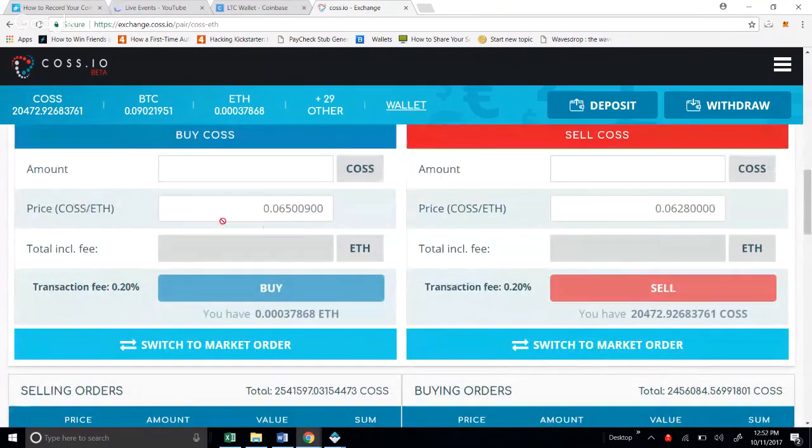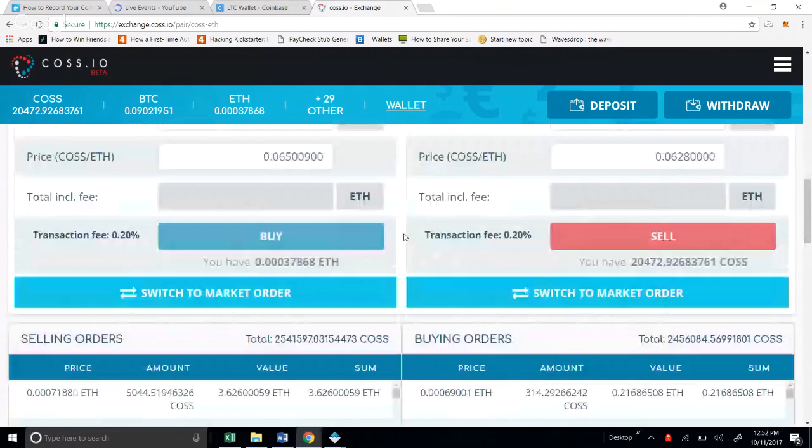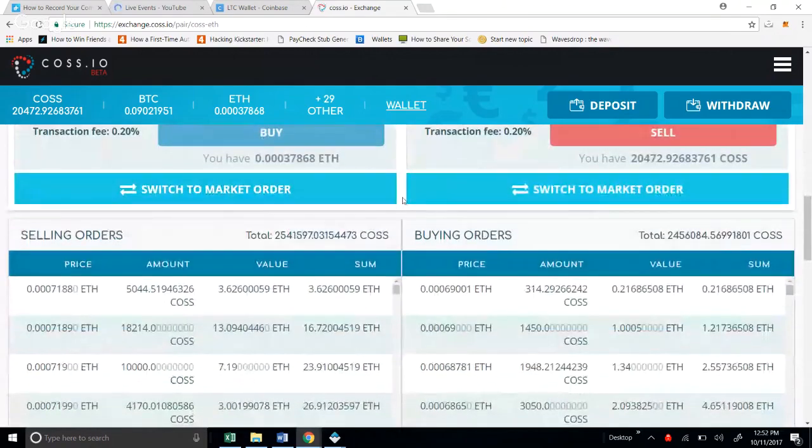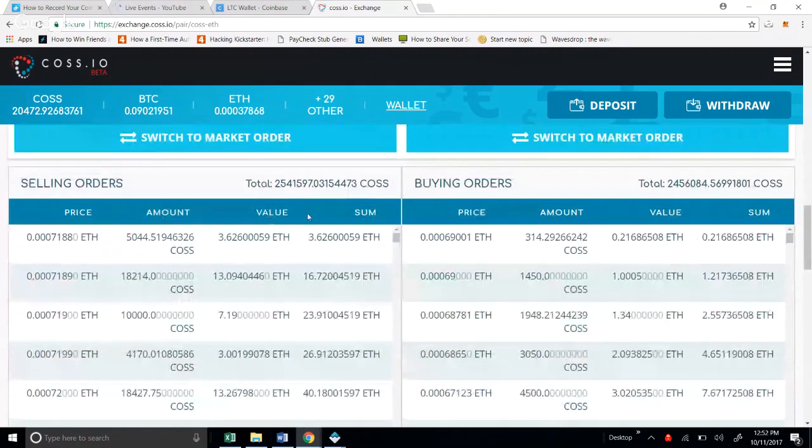Everything is basically split left and right side of the screen. So if you want to buy, you can put in how many you want to buy. Here's the current price that it was last traded at, what your balance is, and how much you can buy. Don't do a market order. That's not good business. Over here, this shows you in lists, in ascending value, what people that are selling COSS are looking to get for it.